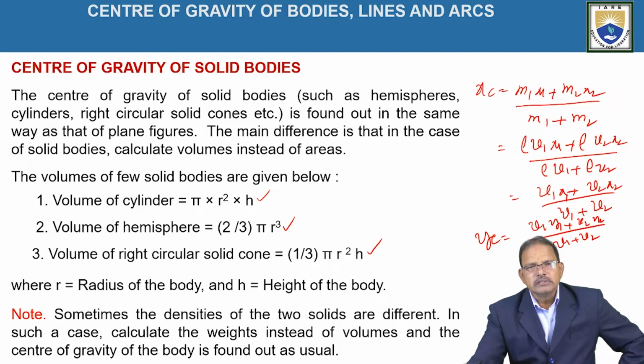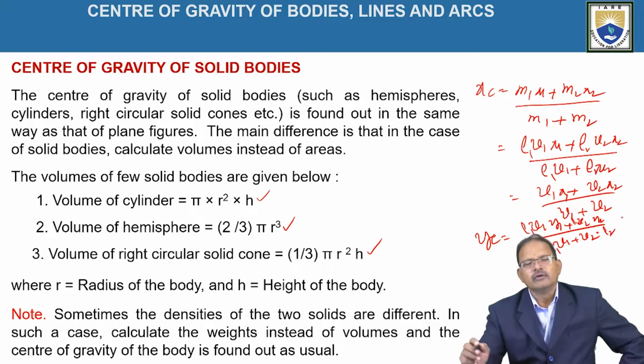If the density of the material is not constant for the composite figure, if it is made up of different materials, the modified equations are as follows. From the equation x is equal to m1 x1 plus m2 x2 divided by m1 plus m2, if the material is different, we can take x_c equal to rho 1 v1 x1 plus rho 2 v2 x2 divided by rho 1 v1 plus rho 2 v2. Similarly, y_c is equal to rho 1 v1 y1 plus rho 2 v2 y2 divided by rho 1 v1 plus rho 2 v2.